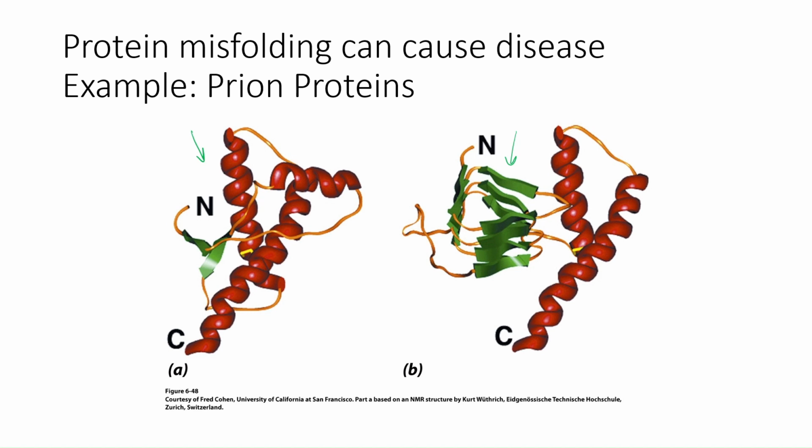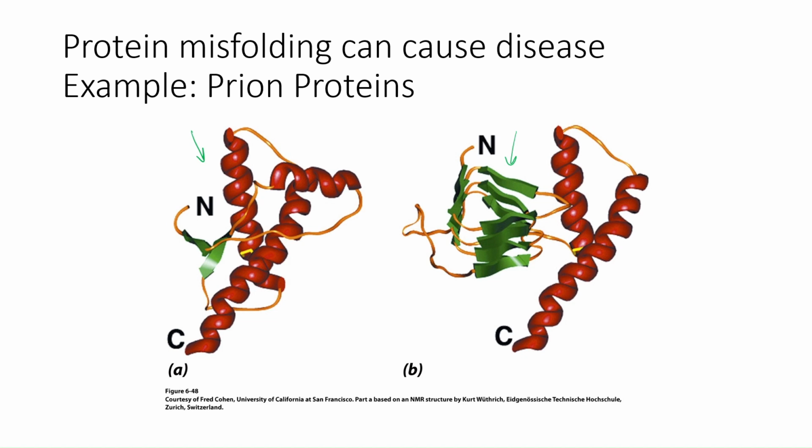And the beta sheet is a highly stable structure, right? We talked about that. Once you have one misfolded prion protein, it's almost infectious. It can interact with another prion protein, maybe one that was normally folded. If a misfolded prion protein interacts with a correctly folded prion protein, it will cause it to become misfolded. In that sense, prions are almost infectious because they cause other normal prion proteins to become misfolded.